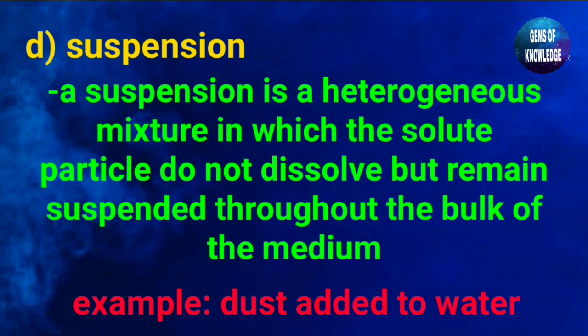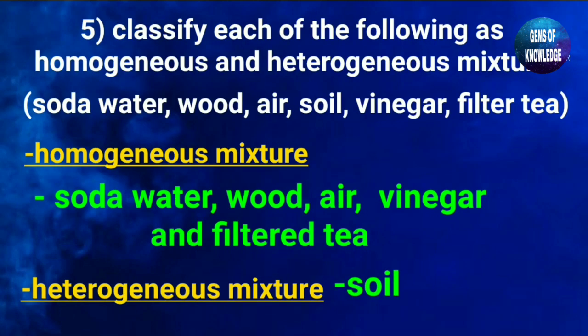So the fifth question here is, classify each of the following as homogeneous and heterogeneous mixture. In the bracket a few words have been given, and we have to identify them as homogeneous or heterogeneous mixtures. The first one here is soda water, then wood, air, soil, vinegar and filtered tea. So what is a homogeneous mixture? Homogeneous mixtures are mixtures where the composition of the substance is uniform.